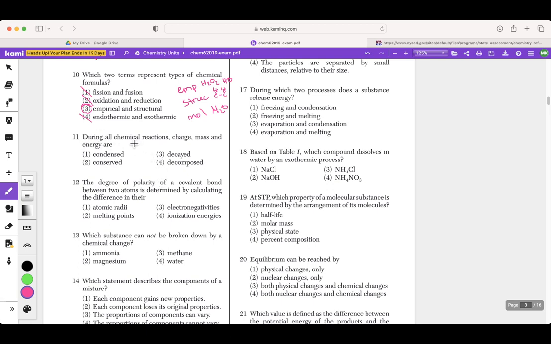All right, choice 11. During all chemical reactions, charge, mass, and energy are, right off the bat, you should know this as habit, conserved. I'm going to cross out the others. Mass, charge, and energy are always conserved in a chemical reaction.